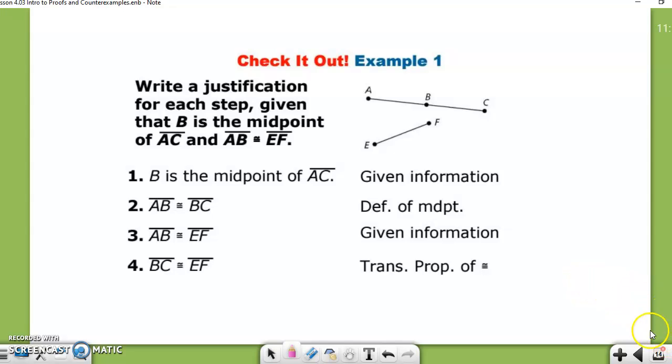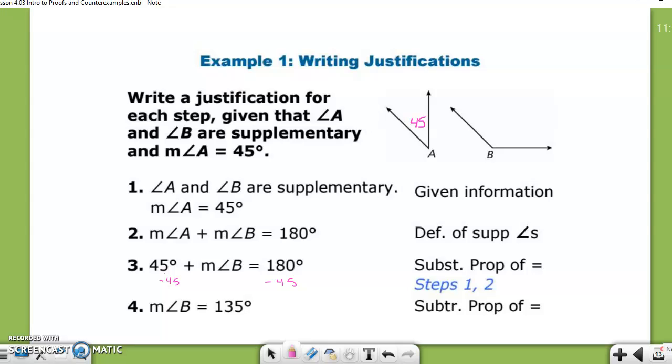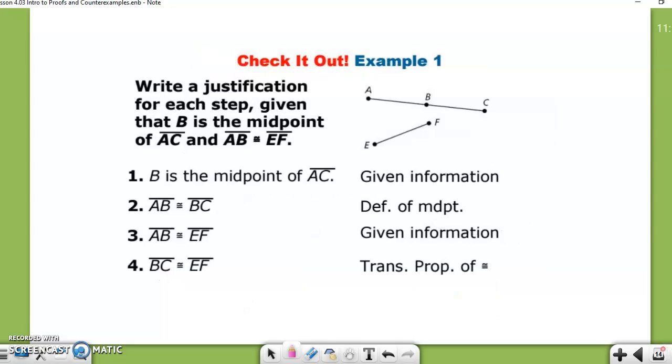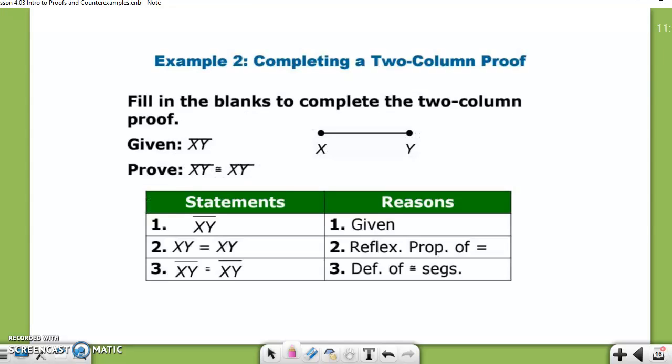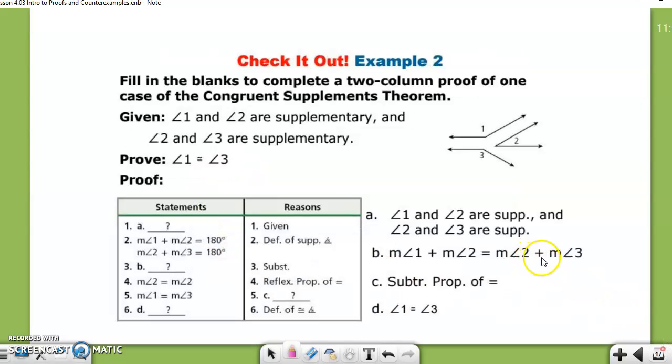Okay, here's another example for you that you can go through. See, notice that they've talked about midpoint here, and you've got definition of midpoint in your proof. All right, so here is a kind of a weird one. We're given XY is congruent to XY, reflexive property, and definition of congruent segments. Here, you've got your answers right here to these.